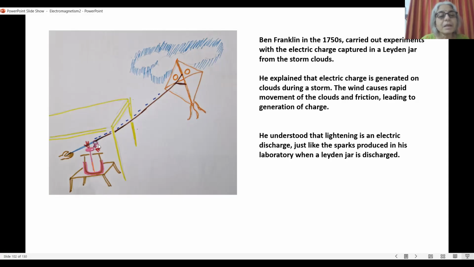And he touched the metal key to the knob of the Leyden jar, and he could check that the Leyden jar got charged. So Benjamin Franklin managed to bottle lightning in a bottle. He could trap some lightning in the bottle. So he understood that lightning is an electric discharge, and just like the sparks produced in his laboratory when a Leyden jar is discharged, lightning happens.